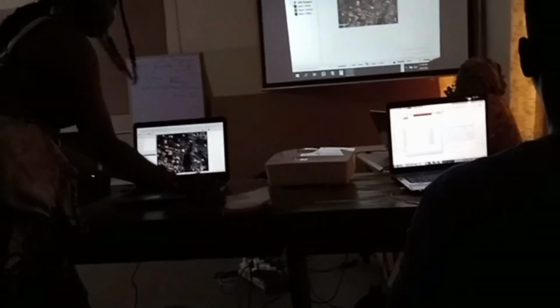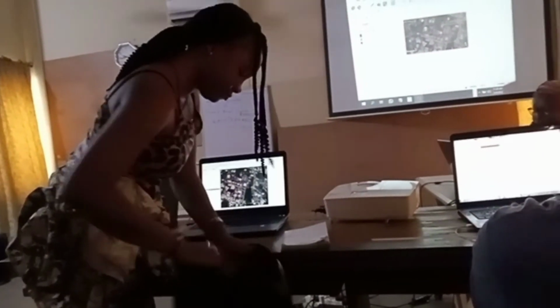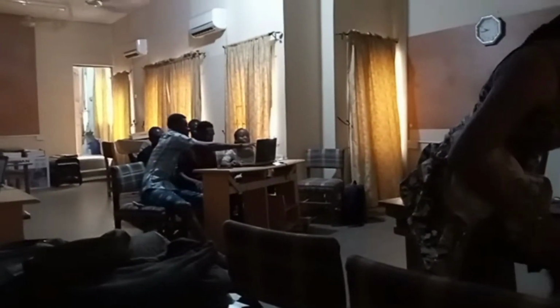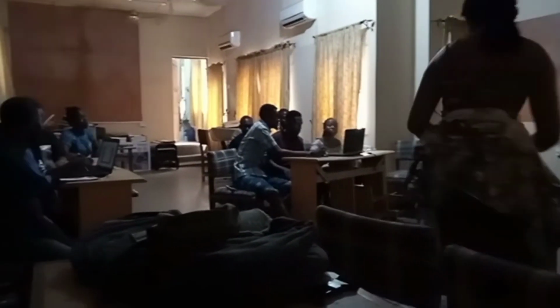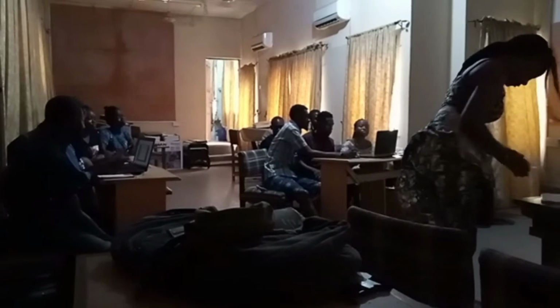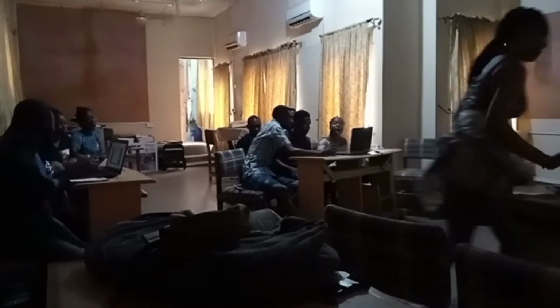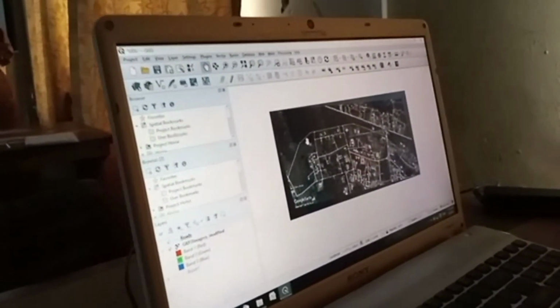You can see my system over there. You can see the maps, the points, and everything. Everything is just going on well. You can see the projector. It's a very nice experience. Even the classroom, we stayed for the lecture and everything is well equipped. So we had fun.